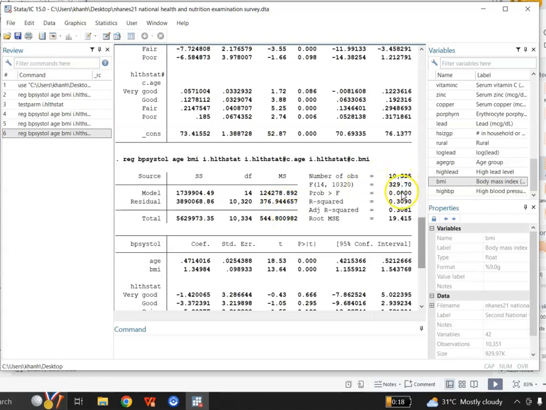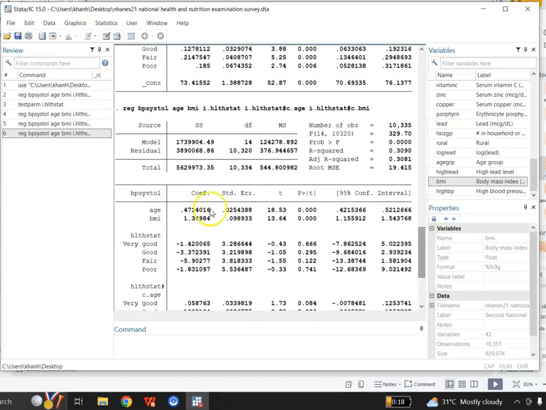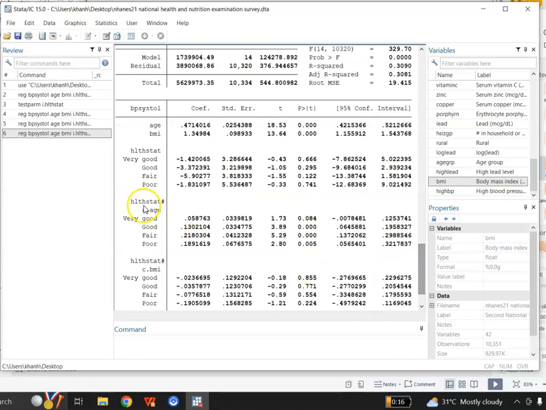This is the F statistic, it is significant. This is R squared, that is roughly 0.31. 31% of the variation in systolic blood pressure is explained by these variables: adjusted R squared, root mean square error, and these are the coefficients. As usual, these two variables are significant. And now regarding the various coefficients of the four categories of the health status, based on this p-value, they are insignificant. And below here, this is the interaction coefficient between health status and c.age.